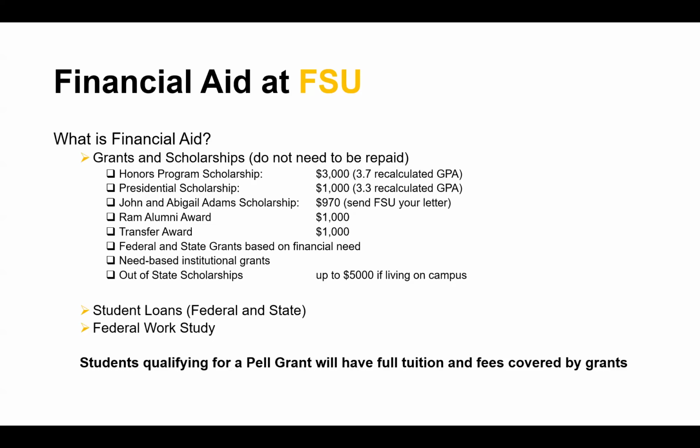All right, what is financial aid? So the first type of financial aid is gift aid, which consists of grants and scholarships. So everyone, of course, always wants as much of this as possible because this is money that does not need to be repaid. So there are some programs that are determined by the admissions office.